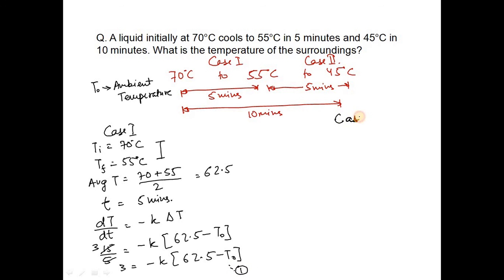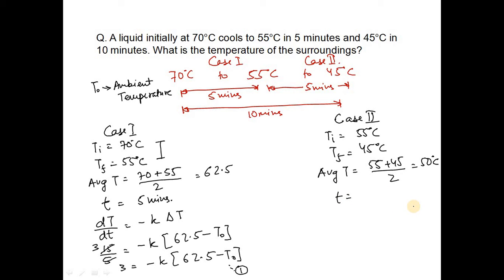Let us see case 2. T initial is 55 degrees C, T final 45 degrees C. Average temperature of the body, 55 plus 45 by 2, which is 50 degrees C. What is the time taken? Time taken for this change, don't take 10 minutes, it is 5 minutes, remember that.